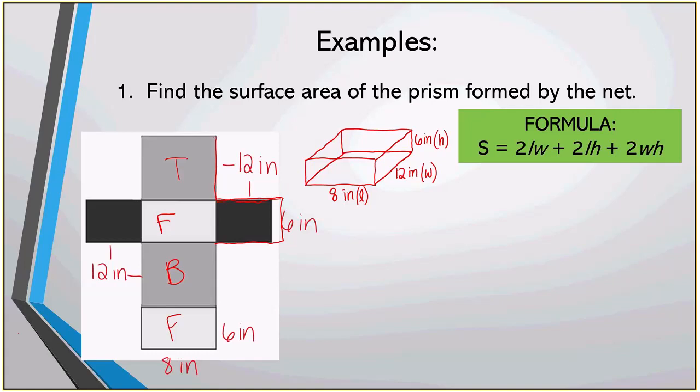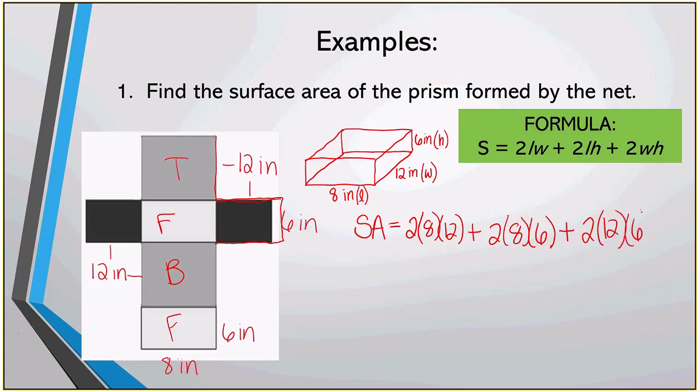We call this plug and chug. So, surface area. Again, I like to use the S and the A together. Some just use the A. We saw that yesterday. Sometimes we just use the S. So not to confuse anyone, right? So 2 times the length times the width plus 2 times the length times the height plus 2 times the width times the height.